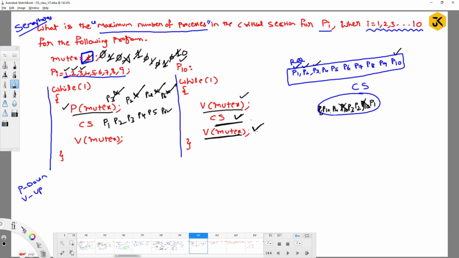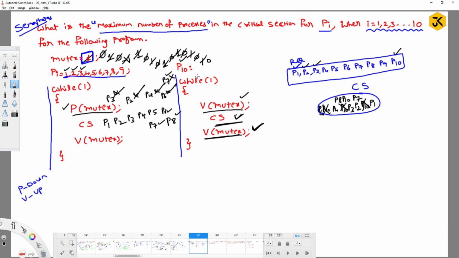Let me complete it. Now P7 wants to enter into the critical section. It will not be allowed because of -1. But if P10 wants to come out, yes, it will increment its value by 1, and then P10 comes out. Now is P7 allowed? Yes, P7 is allowed. So P7 is in the critical section by decrementing its value to 0. Now can P8 be allowed? No. So P10 will increment its value by 1 and enter. Done. Now P8 wants to enter into the critical section. Yes, it will be done by decrementing its value to 0, and it will enter happily.